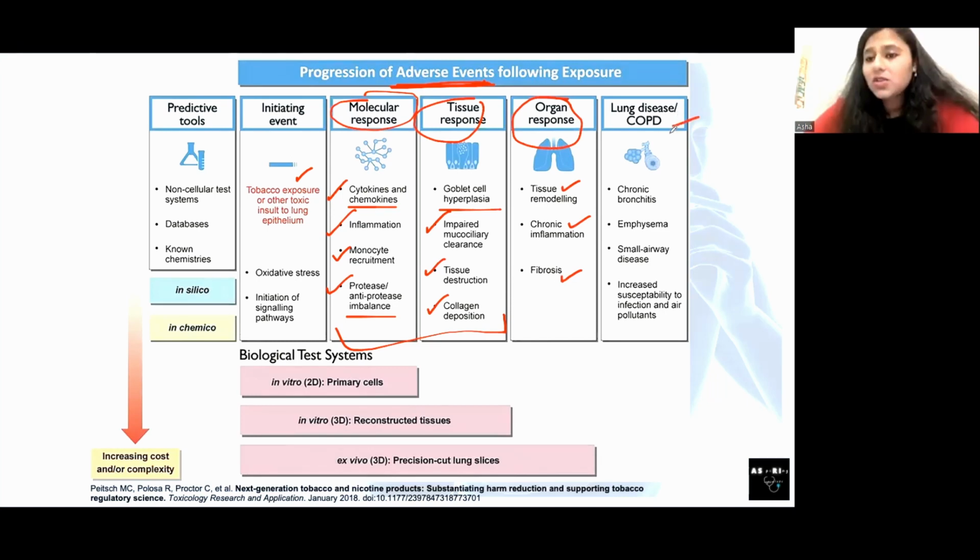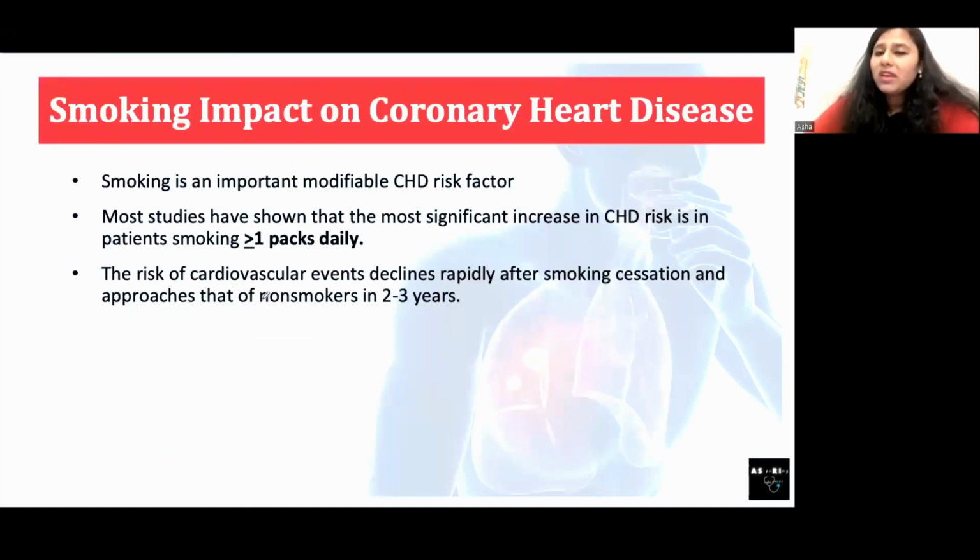And then these patients are coming to us with lung disease, COPD, with chronic bronchitis, emphysema, small airways disease, and increased susceptibility to infections and air pollutants. So here is what we are always seeing, and this is what a lot of the time patients need to be aware of: what the outcomes are going to be on taking chronic smoking. So smoking also, we know, affects your coronary heart disease, and it is a modifiable risk factor. So this is an amazing thing, that we can modify a risk factor, and we must take that opportunity.